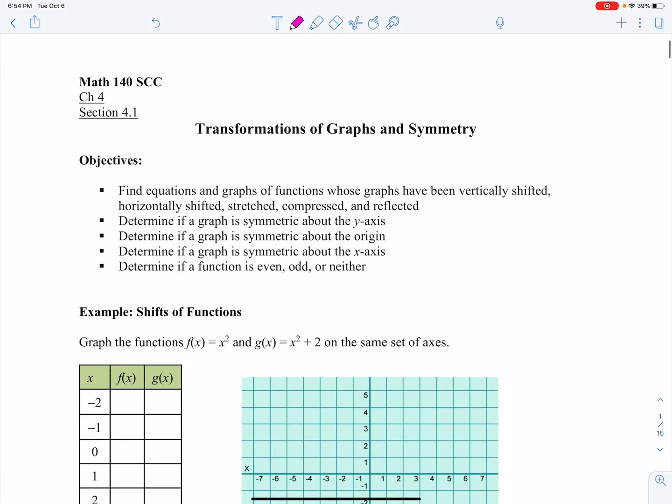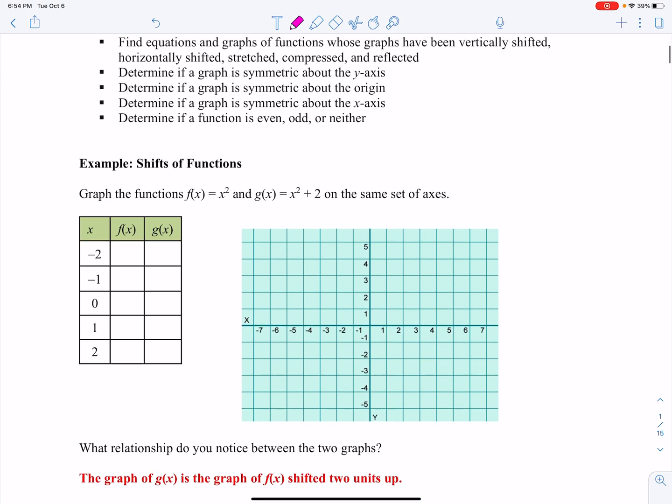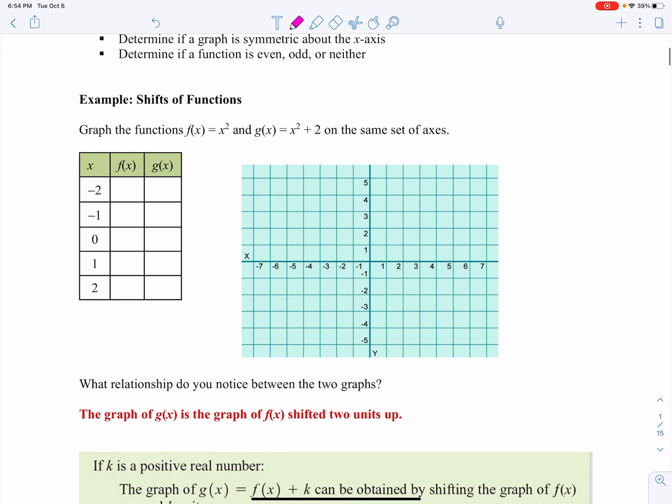All right, welcome to chapter 4. Today we're going to talk about transformations of graphs and symmetry. So transformations are when you shift a graph left, right, up, down, stretch, compress, etc. So we'll talk about all those kinds of things.